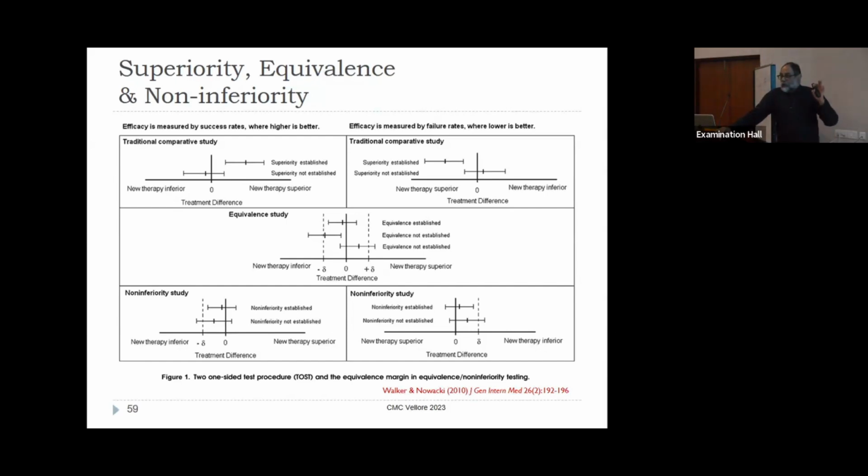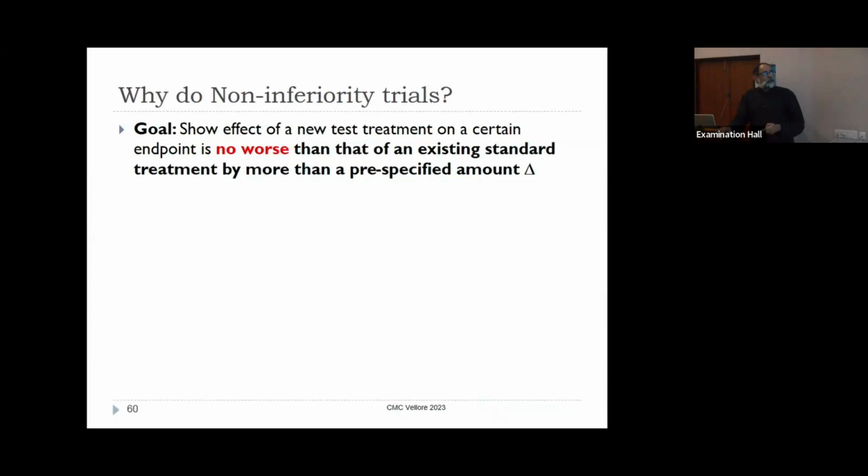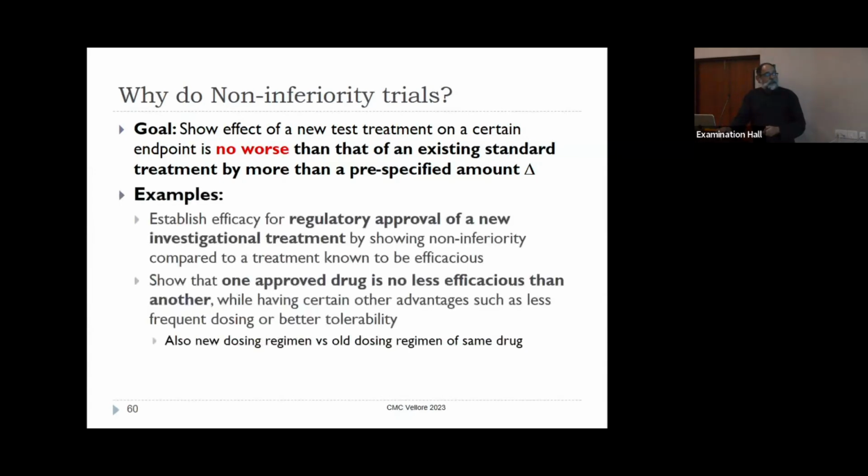Okay. So take a look at this. This is a great paper explaining it in clinical terms, how to understand these hypotheses. So why we do that? Because the goal is now to show that it's no worse than that of an existing standard. And so this is usually done for regulatory approval of a new investigational treatment, or show that an approved drug is no less efficacious than another, okay, or like a new dosing regimen and so forth. So these are commonly used. Why they're also commonly used with a new treatment that somebody comes up with is because of ethical reasons.